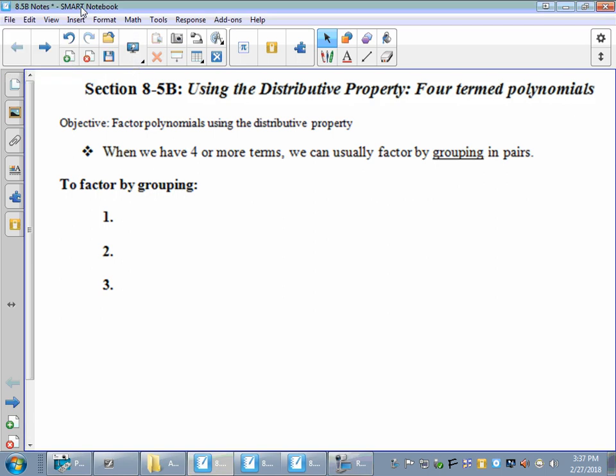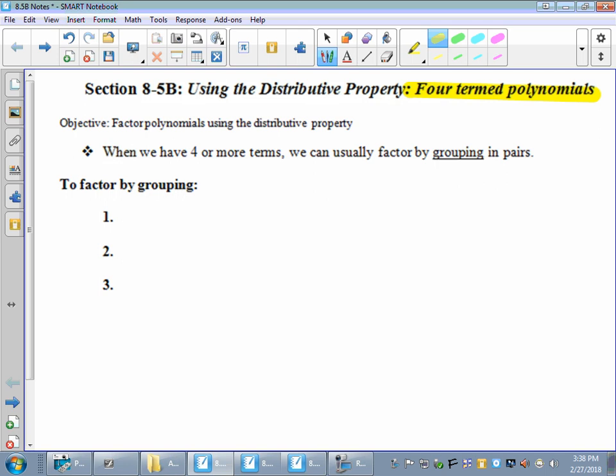Welcome back to Algebra Chapter 8, Part 2. This video is going to go over Section 8.5b. 8.5b is going to be really similar to 8.5a when we were pulling out the greatest common factor. We're still going to use all of those skills. However, what we are going to do is factor a polynomial that has 4 terms.